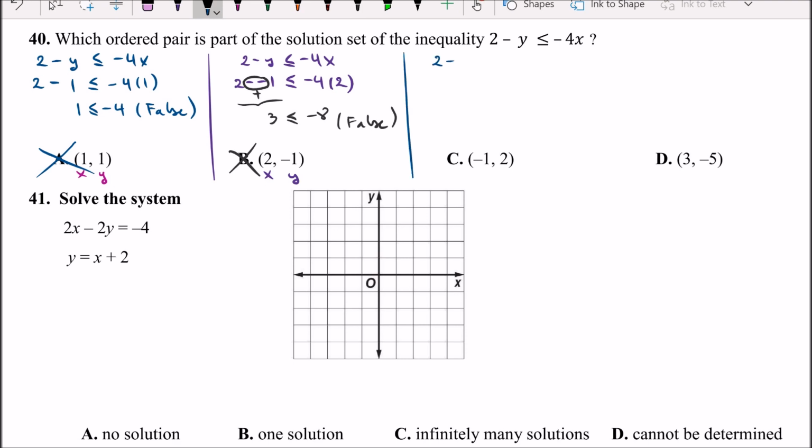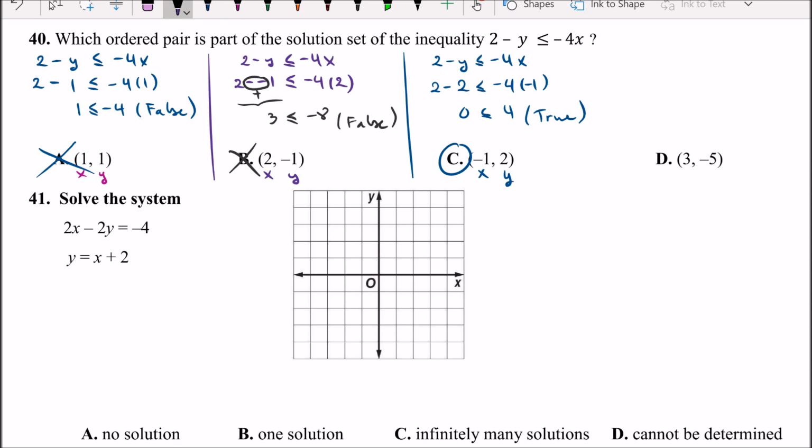Next one, 2 minus y less than or equal to negative 4x. x is negative 1 and y is 2. So 2 minus 2 less than or equal to negative 4 times negative 1. 2 minus 2 is 0, less than or equal to 4. 0 less than 4 is a true statement. So our answer is going to be C.